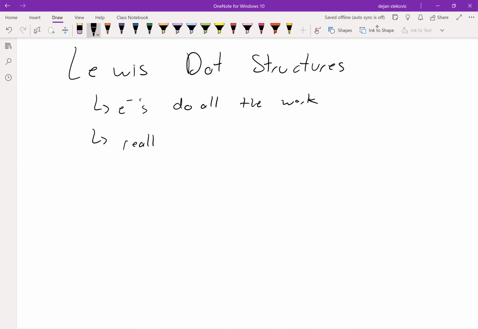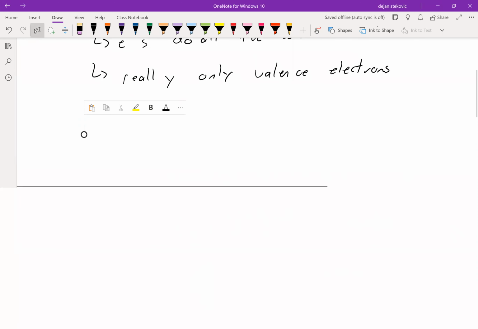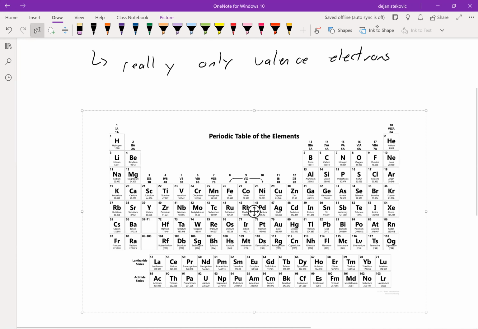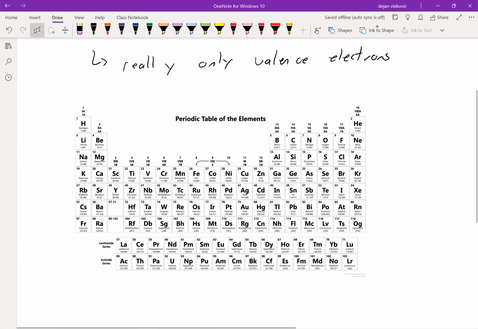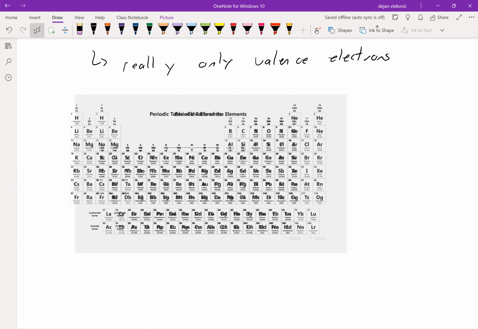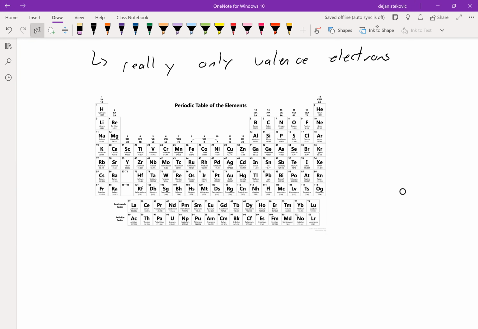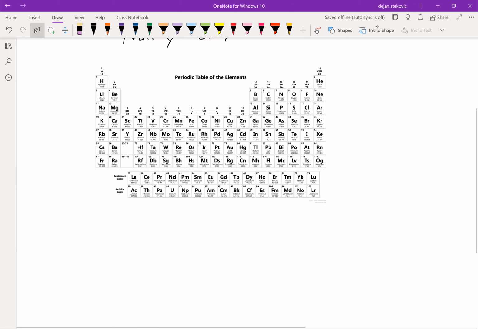So we'll say really only the valence electrons, which you'll remember from the last section is the outermost shell. And we can determine how many valence electrons based on the column that something is in. So what we can start doing to identify how our elements are going to combine is to start drawing these Lewis dot structures of our individual elements.